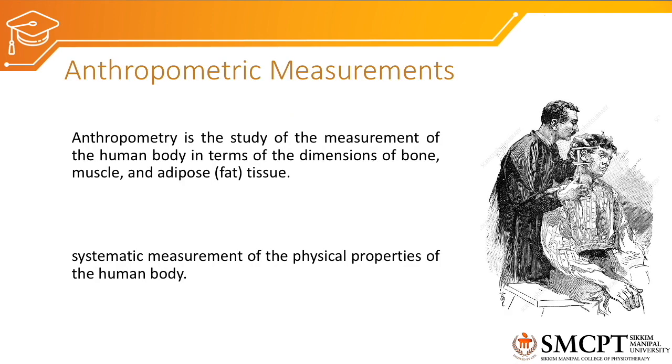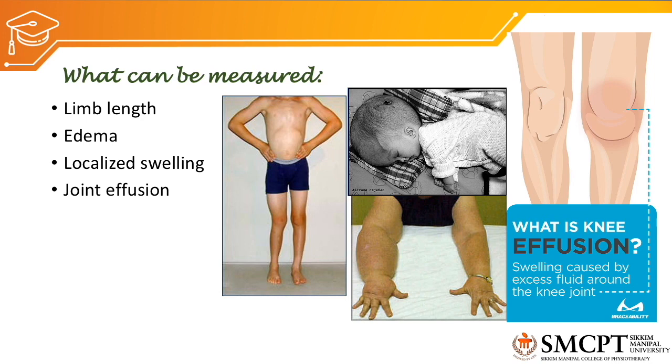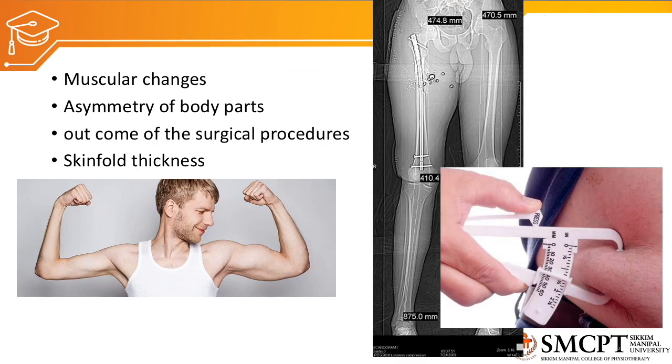So last class we discussed what anthropometric measurements are, what the principles of anthropometric measurements are, and what can be measured by anthropometry. We can measure the limb length and limb girth especially, and also see the changes at the muscular level. We also can see the asymmetry of the body parts.